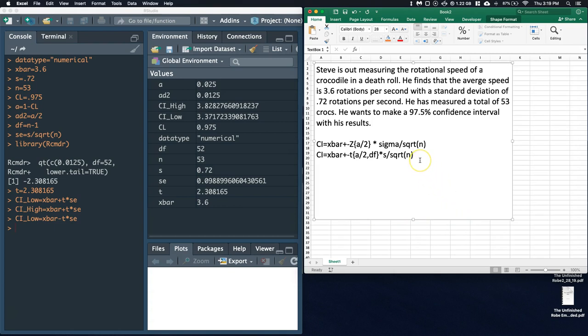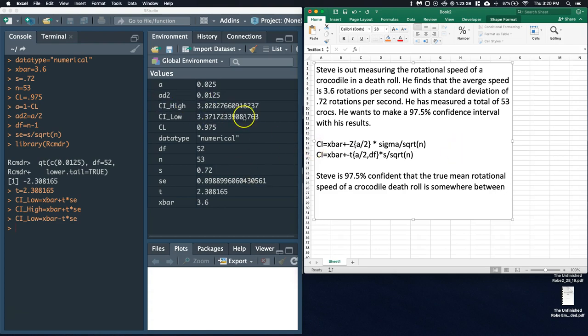write out my confidence interval statement. Okay, so here we go. So we can say that Steve is 97.5% confident that the true mean rotational speed of a crocodile death roll is somewhere between. All right, now we need to know the high and the low.